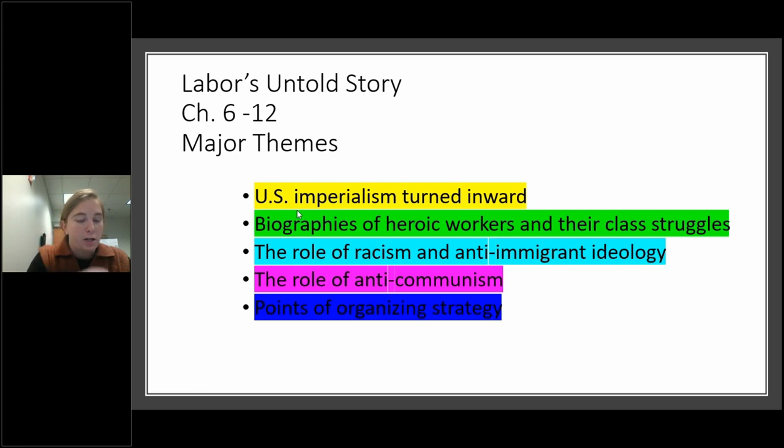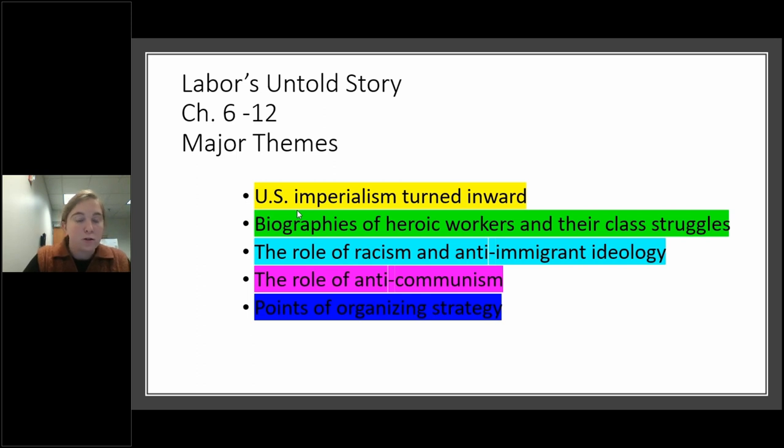Some of the major themes that I pulled out from this section: first of all, Noah touched on this, the way that the US government conspires with capital, that US imperialism is really turned inward, whether it's anti-Black state violence or anti-labor state violence. And you really see the bolstering of the US military over time in this period. Secondly, a major theme was biographies of heroic workers and their collective class struggles. Thirdly, the role of racism and anti-immigrant ideology as the superstructure, as we talk about it, of class exploitation of capitalism.